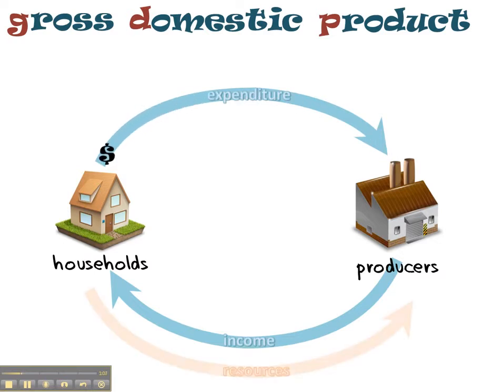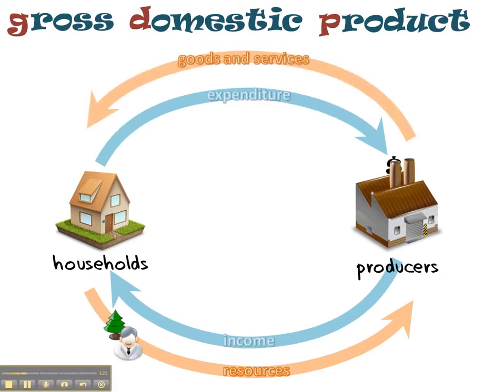In exchange for those money flows, we have two real flows. So in exchange for income, which producers pay to households, households provide resources to producers, which they use to produce goods and services. Now, goods and services are provided by producers to households in exchange for consumer spending. So we've got four flows: two money, two real: expenditure and income, goods and services, and resources. And we're going to use those two money flows this year to calculate GDP in New Zealand.